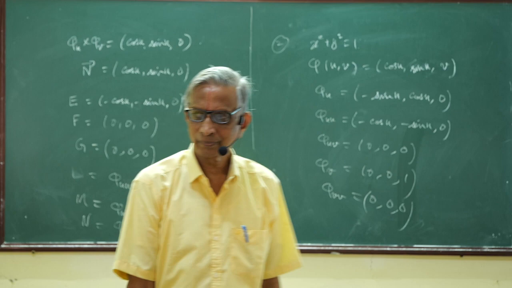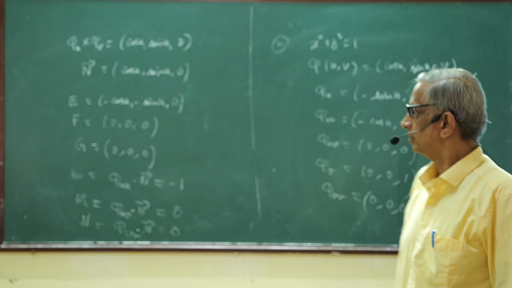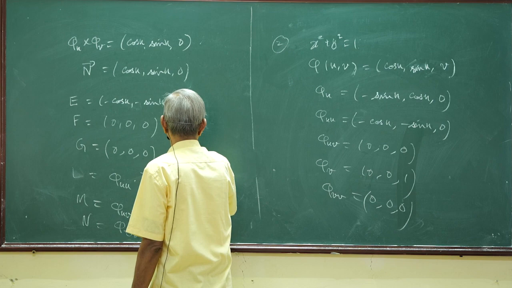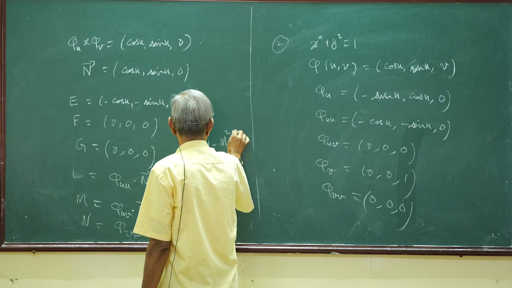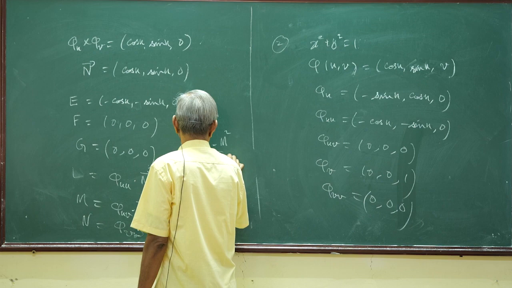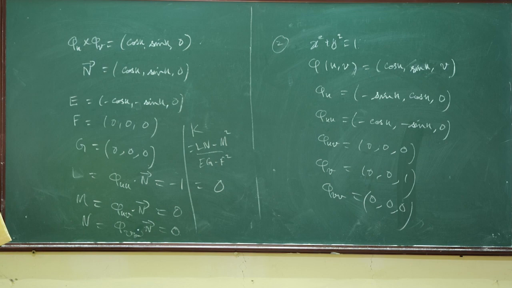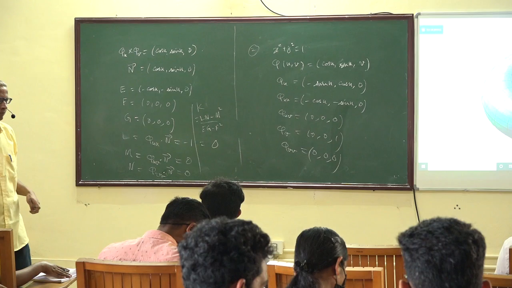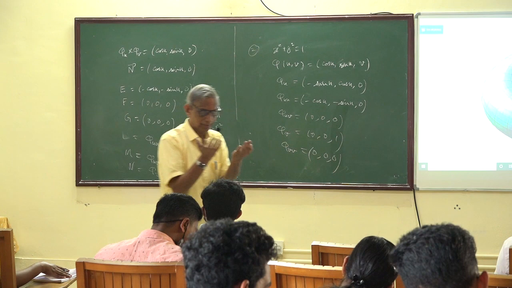Is it okay? So what is K therefore? K is LN minus M square over EG minus F square. So the cylinder has zero curvature.